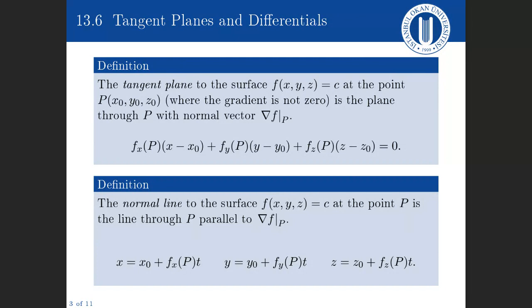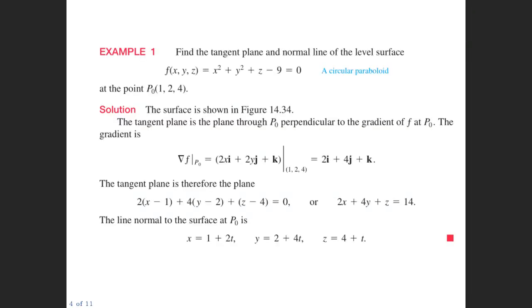Using these definitions, we can do an example. Find the tangent plane and the normal line of the surface x squared plus y squared plus z minus 9 is equal to 0 at the point 1, 2, 4. I don't have a picture of this. You can find the picture in your textbook.